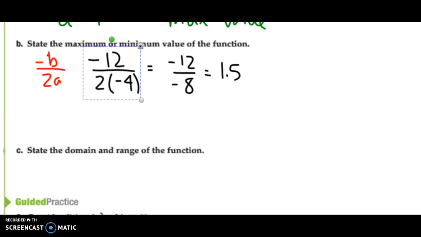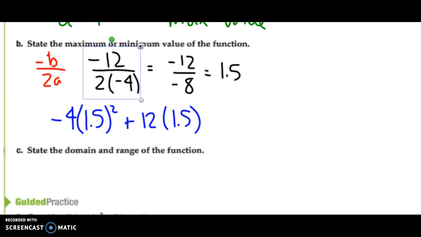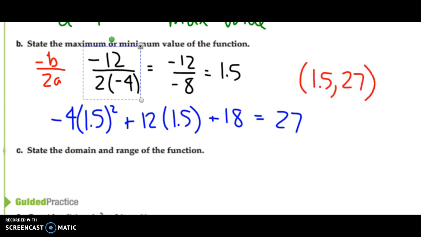So now that we know that the x-coordinate is 1.5, I put that back into my quadratic equation. So it'd be -4 times 1.5 squared plus 12 times 1.5 plus 18. I put all of that into my calculator using appropriate parentheses, and I find that I get 27. So what's the value of the vertex, or the maximum in this case? It would be (1.5, 27).